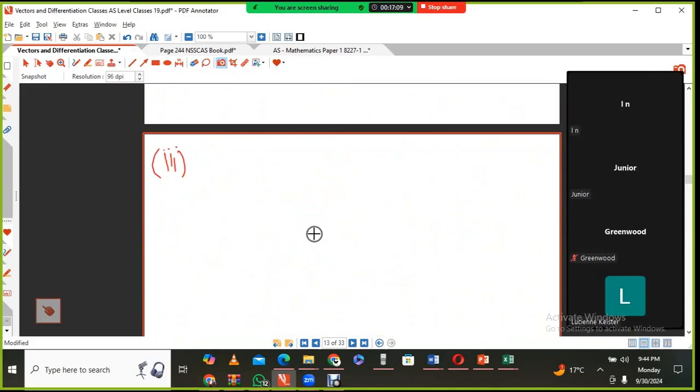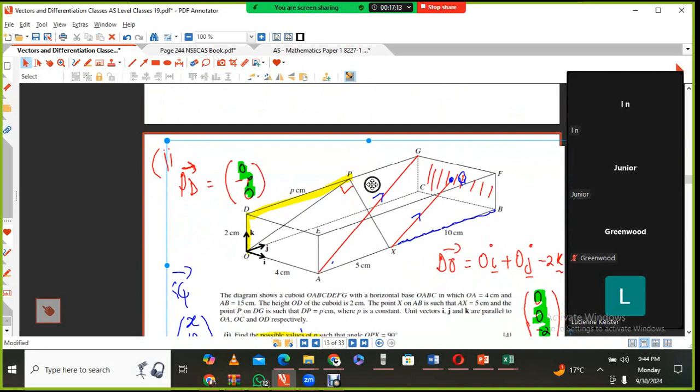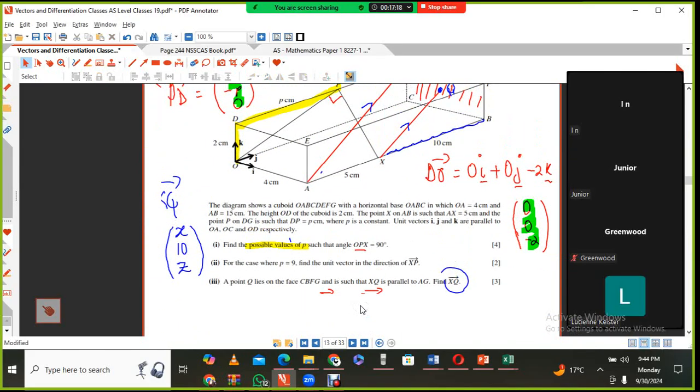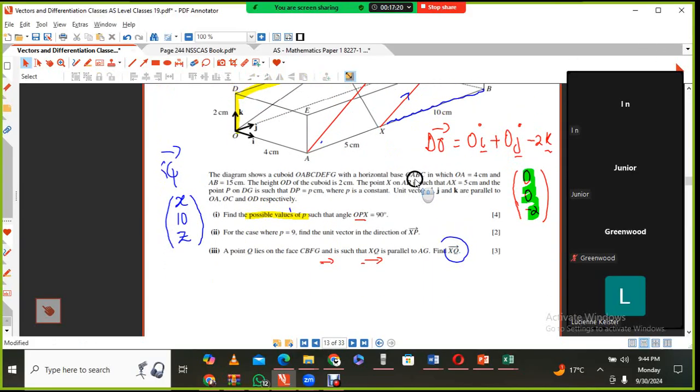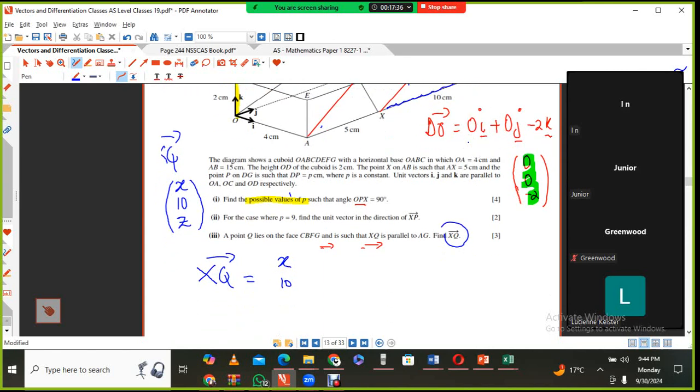Because for me to keep on scrolling over and over. Okay. So a point Q lies as I showed. So I said XQ is going to be some X that we don't know, but we know the Y, which is 10, in that direction. And we also don't know a Z value. All right.